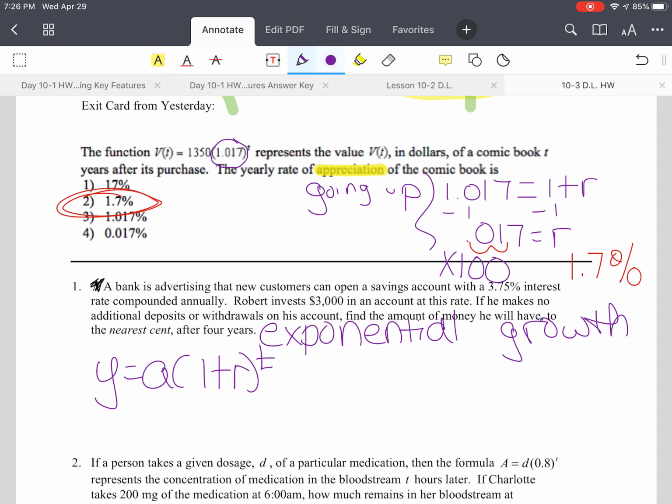3.75% interest. Robert invests $3,000 into an account at this rate. If he makes no additional deposits or withdrawals on his account, find the amount of money he will have to the nearest cent after 4 years. Okay, so let's turn 3.75% into a decimal. To turn it into a decimal, we divide by 100 or move the decimal place over 2 spots, 0.0375. It's probably easier just to divide by 100 and see what you get, but if you wanted to, you could move the decimal over to the left 2 spots and then add any zeros as placeholders that are needed. We needed one right there.